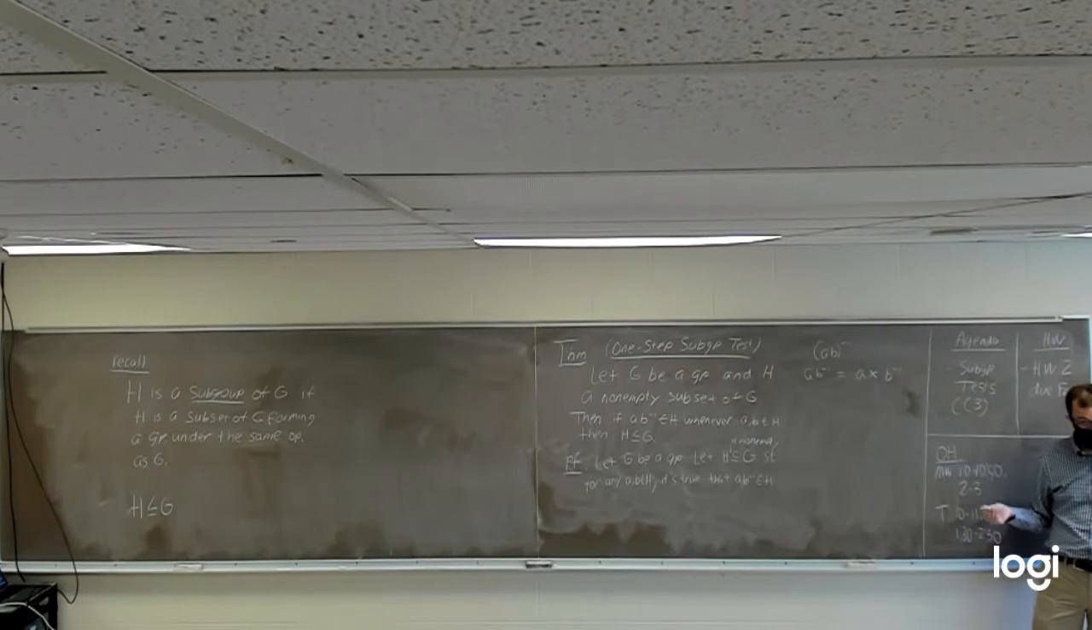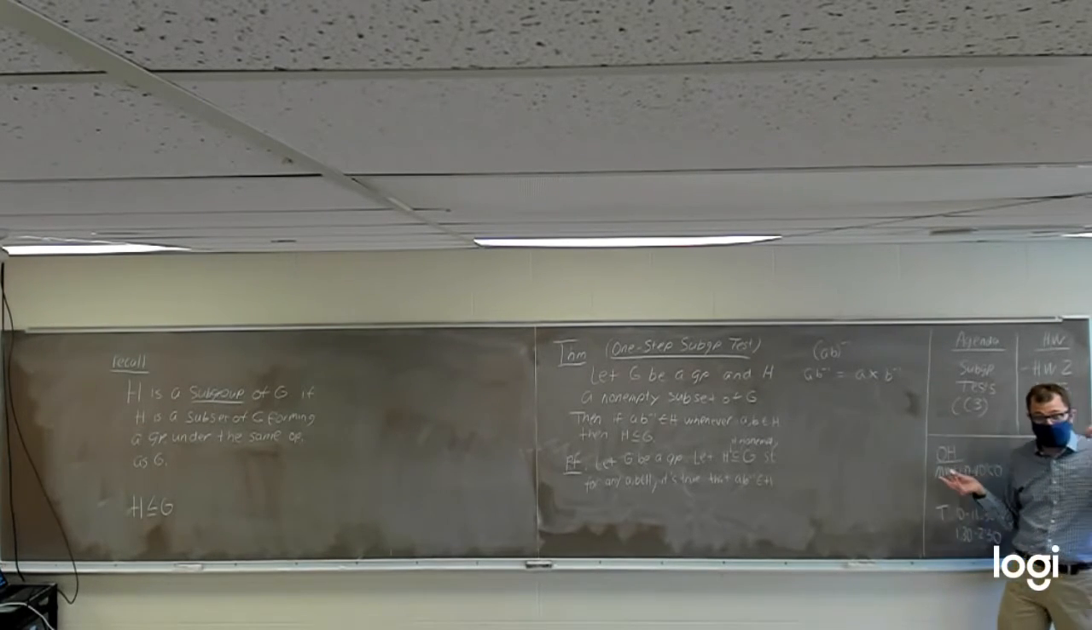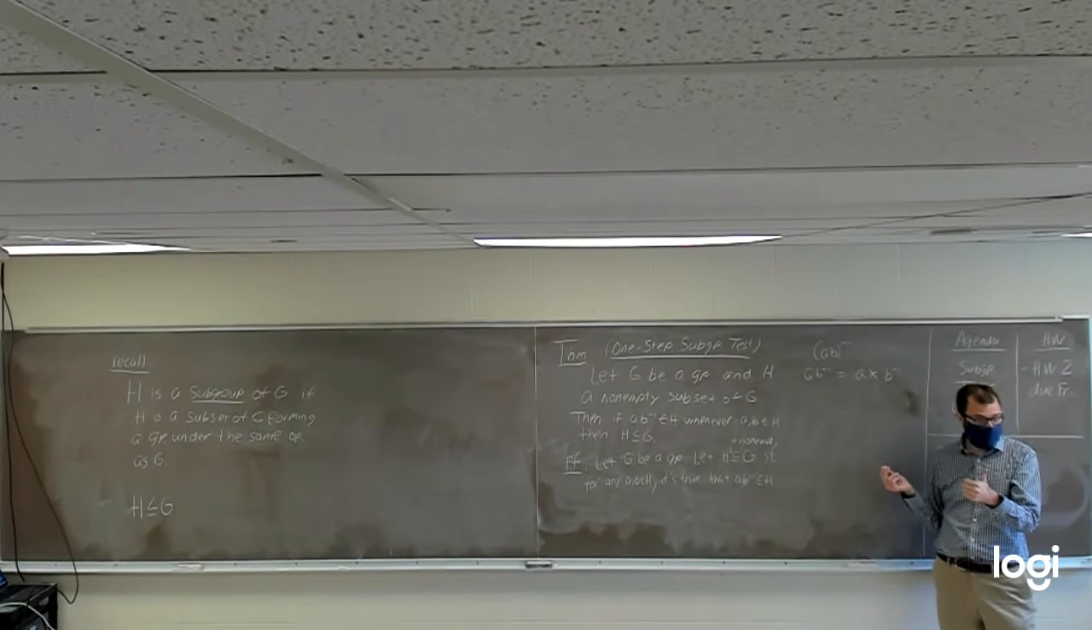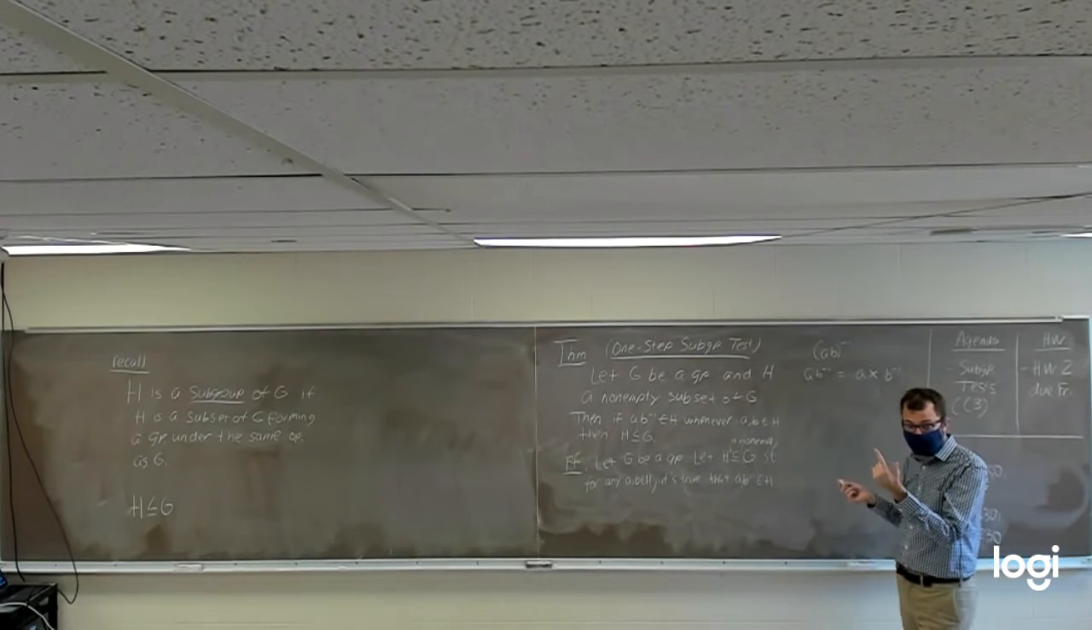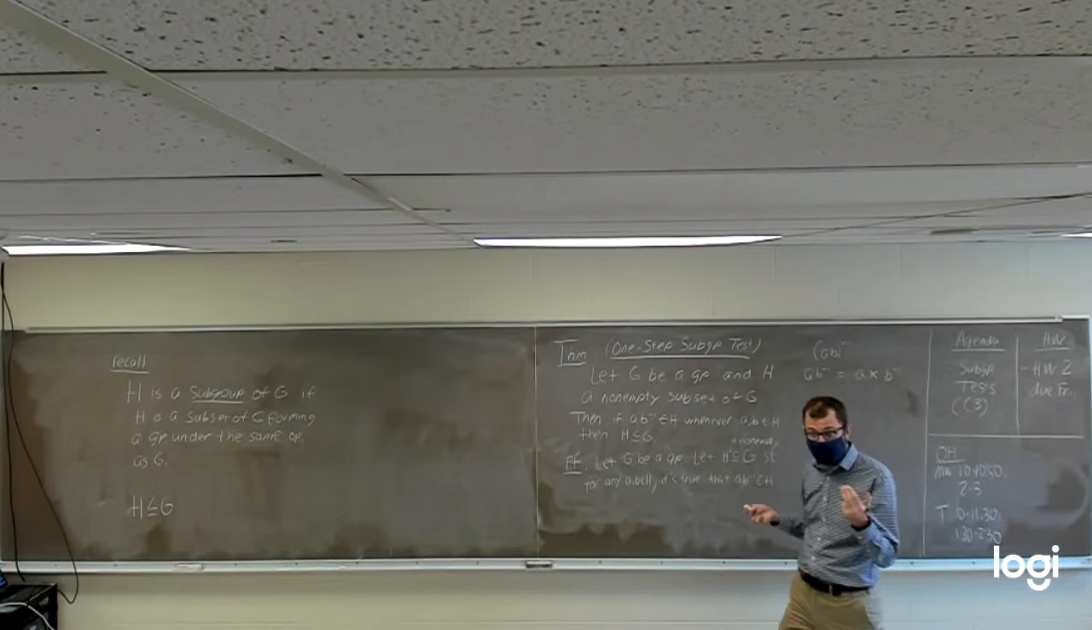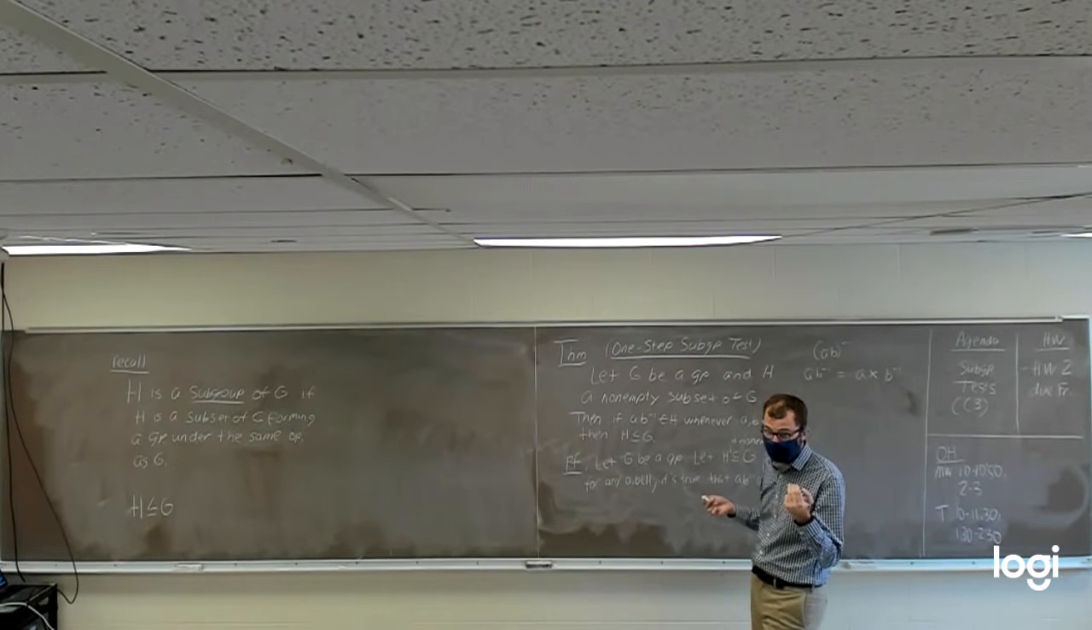So if we want to prove H is a subgroup of G, we need to show four things. We need to show H has closure, H has associativity, H has an identity element, and H has inverses.